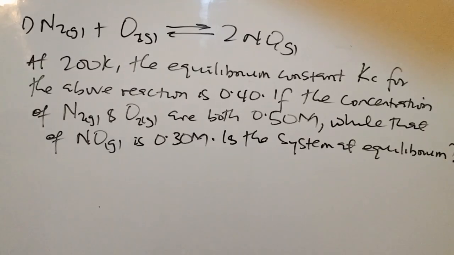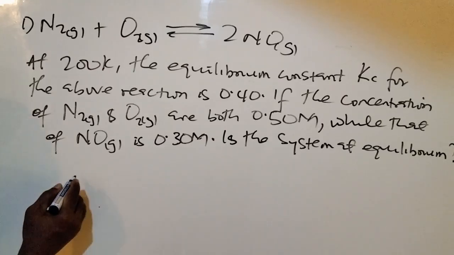So I have a question on the whiteboard. The reaction between nitrogen and oxygen gives us 2 molecules of nitrogen(II) oxide, NO. It says at 200 Kelvin, the equilibrium constant Kc for the above reaction is 0.40. If the concentrations of nitrogen and oxygen gas are both 0.50 mole per dm cube, while that of NO is 0.30 mole per dm cube, is the system at equilibrium? So we don't know. We're going to find out. All you have to do is calculate the reaction quotient for this reaction.